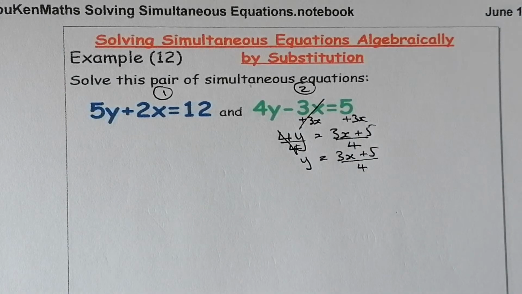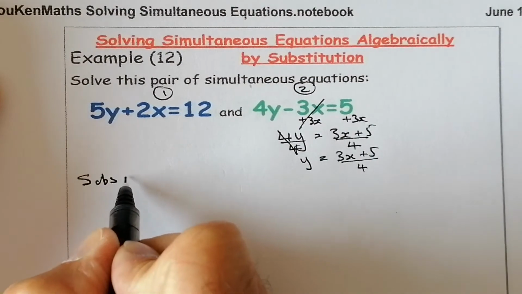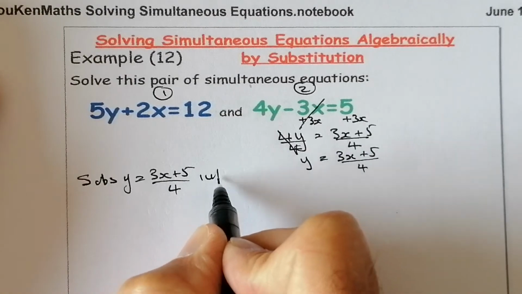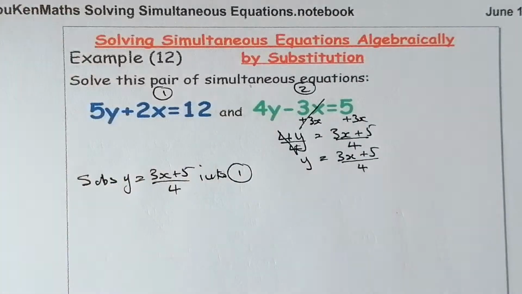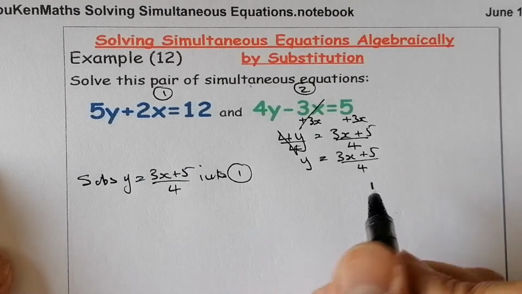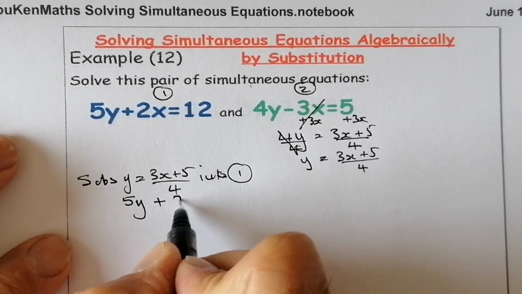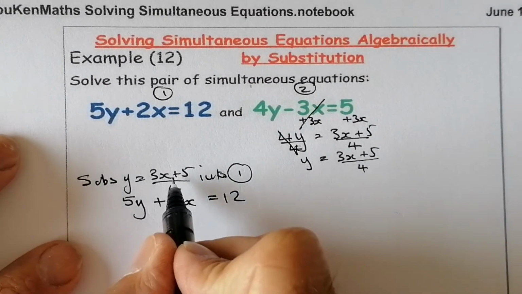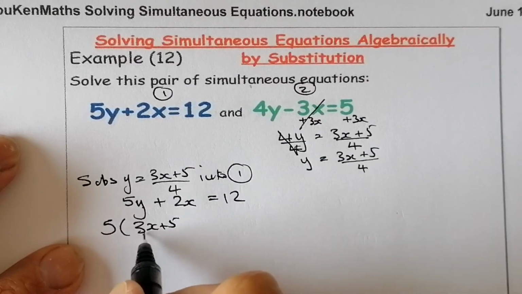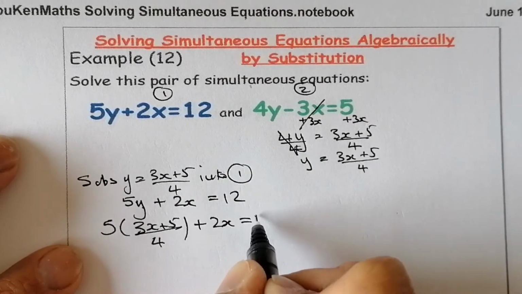So getting a wee bit more complicated. I'm going to substitute that in here. So I'm substituting y equals 3x plus 5 all over 4 into equation number 1. If I'm going too quick, you can always just rerun the video if you need to do that. Right, so let's go for that. Equation 1 starts off with 5y plus 2x equals 12. That's going in there. Okay, so I've got 5 times 3x plus 5 all over 4 plus 2x equals 12.